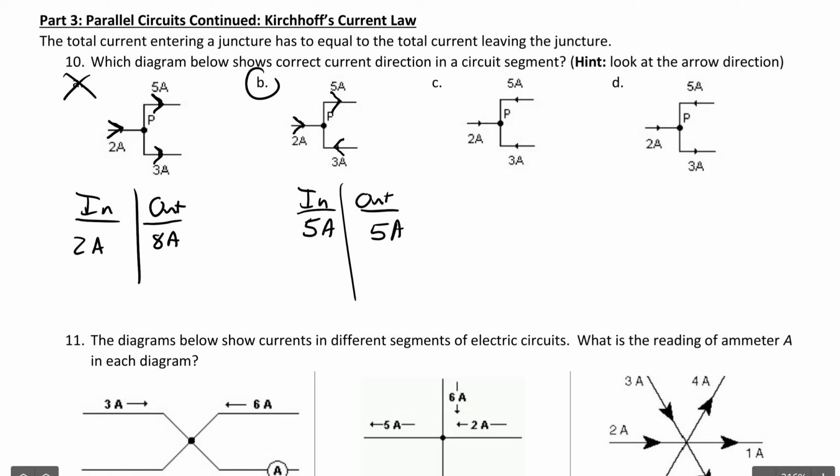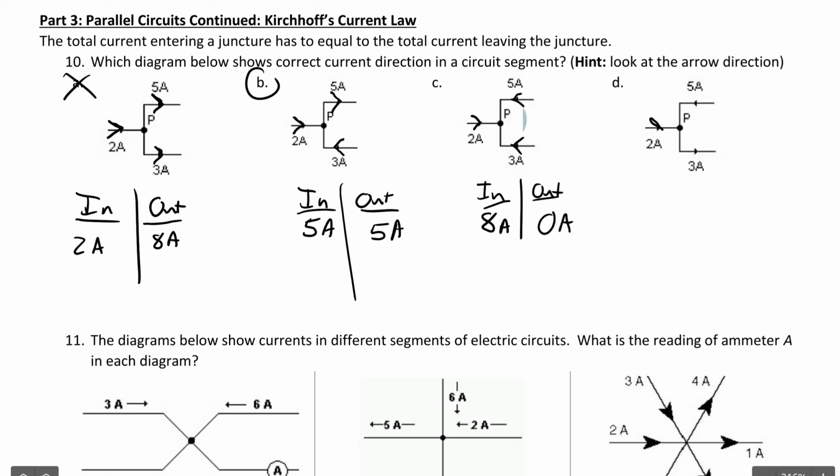Okay, how about here? We have 2 amps going in plus 3 amps going in plus 5 amps going in. There's 8 amps coming into this thing and no amps coming out. That cannot be. Where are all these electrons going? They're all just going to build up at point P and there's going to be like 1 billion electrons there. That's not how circuits work, folks.